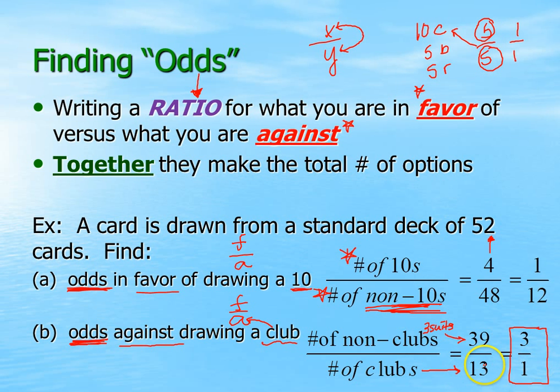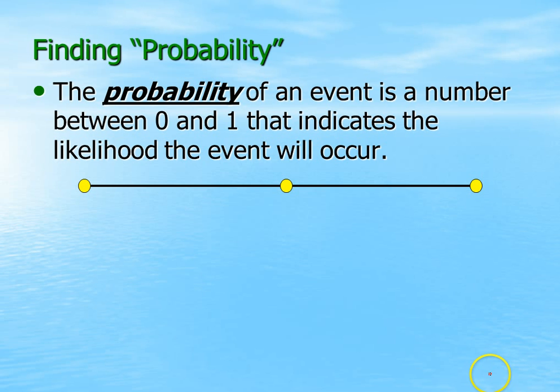Okay? Now, taking the odds, we're going to talk about probability, and this is going to be a little bit different than what we just did. The probability of an event is a number between 0 and 1 that indicates the likelihood that the event will happen. So take a guess. It's between 0 and 1. It's going to indicate the likelihood, which means one side, it is definitely going to happen.